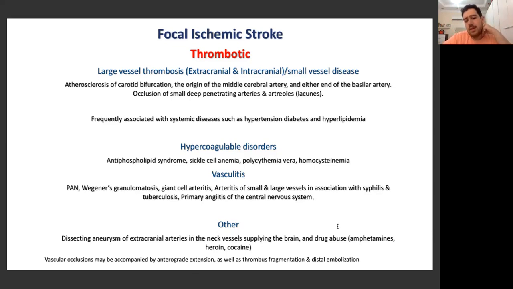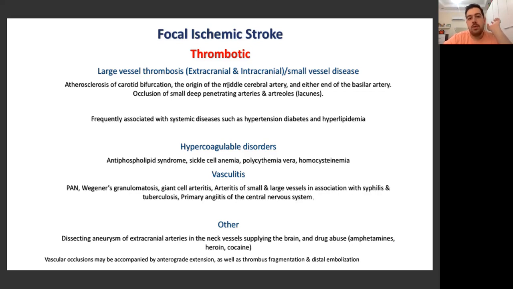Here, there are just other very rare causes. Sometimes drug abuse, for example, can even lead to an ischemic stroke because it causes severe vasoconstriction. So patients who abuse amphetamines or cocaine have severe vasoconstriction in the vessels of the brain, and that can sometimes interrupt the blood supply.